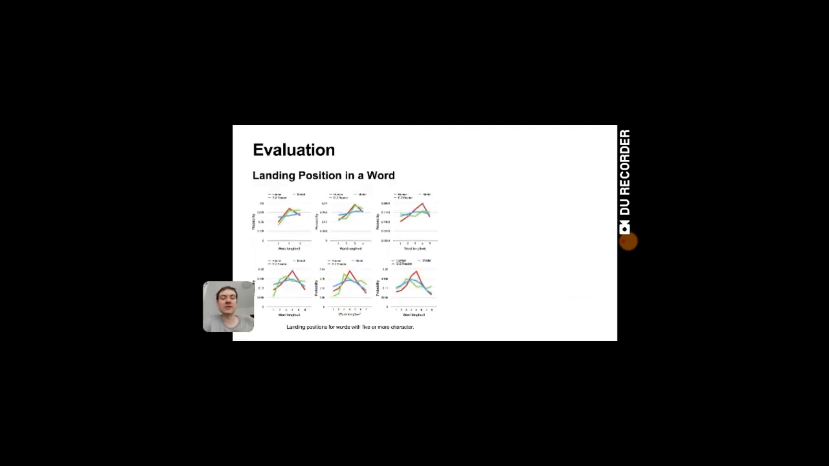Here I'm showing you the landing position in words of different lengths. You see our model again in green with broadly similar patterns to the humans in blue and also to the established EZ Reader model in red.